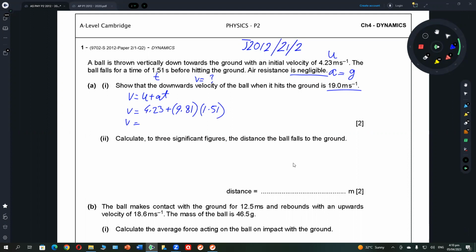It is coming as 19. It's coming whole 19, 19.04. So solve with me and just write the working out.